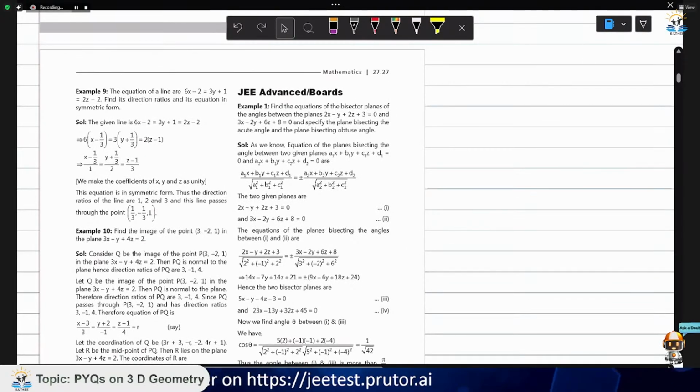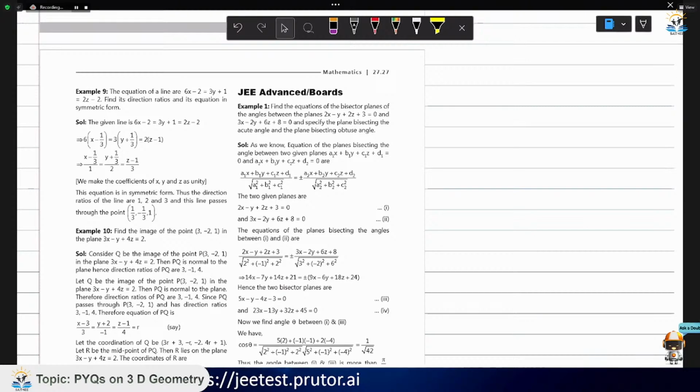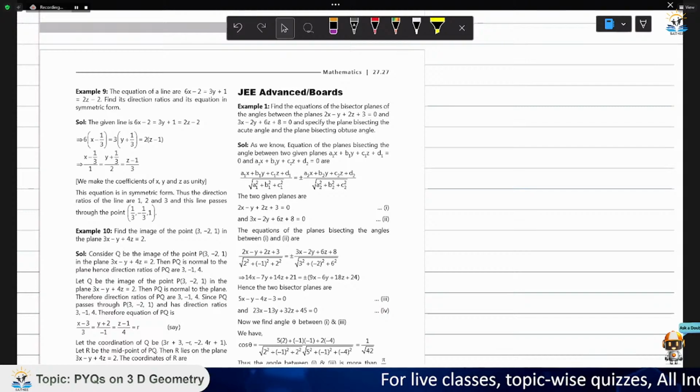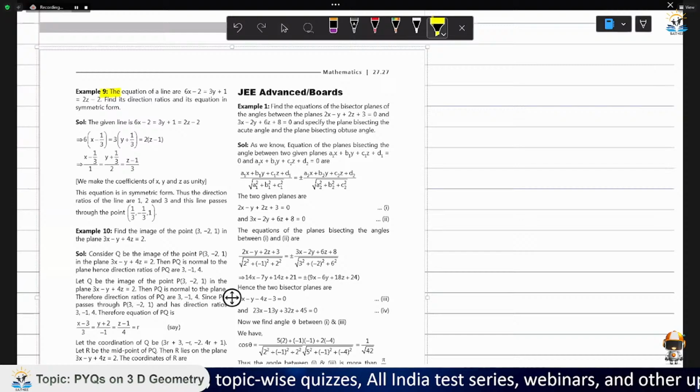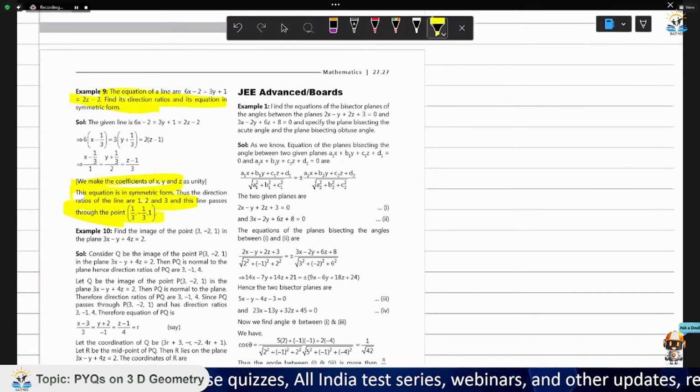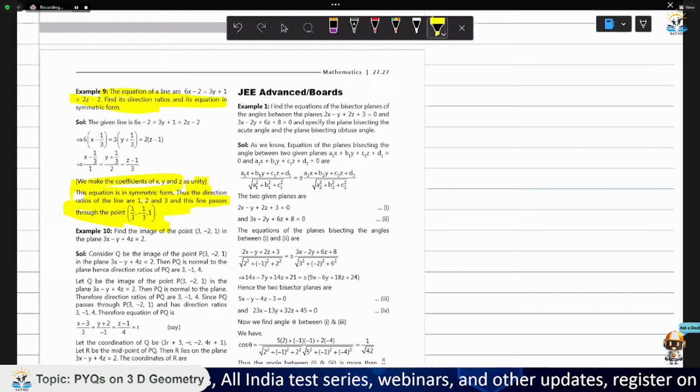We have the equation of a line, okay, find its direction ratios and its equation in the symmetric form. Okay, so this is what we have. Again, it's very theoretical. I can give you a minute to read it through. This is important stuff. So let me give you a minute, read it through and just understand and see it through.